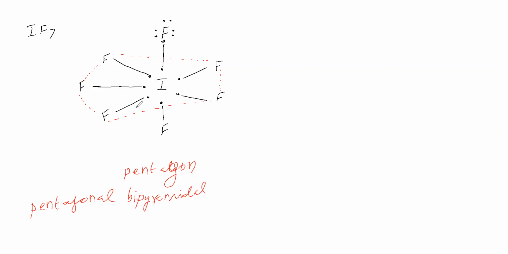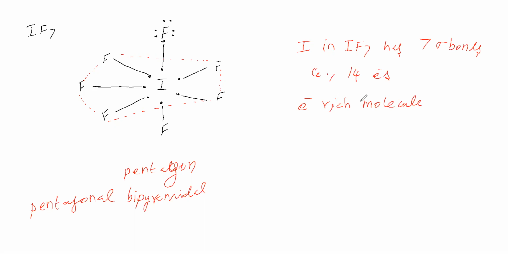Here the central atom is what? Iodine. Iodine in IF7 has 7 sigma bonds, that is 14 electrons. 14 electrons means greater than octet. Therefore, it is an electron rich molecule. Therefore, IF7 comes under which category? Electron rich molecule we can say. The shape is pentagonal bipyramid.